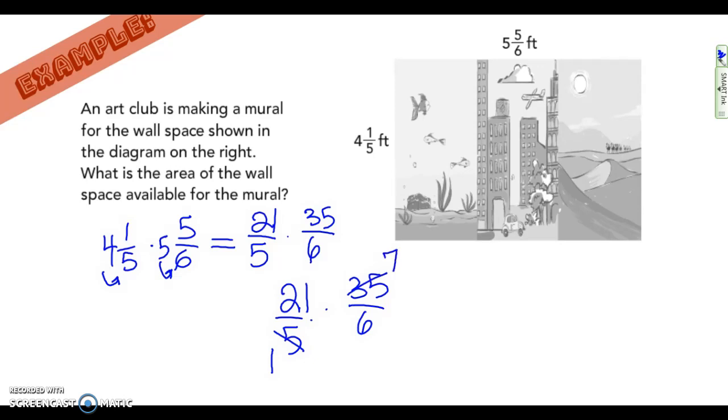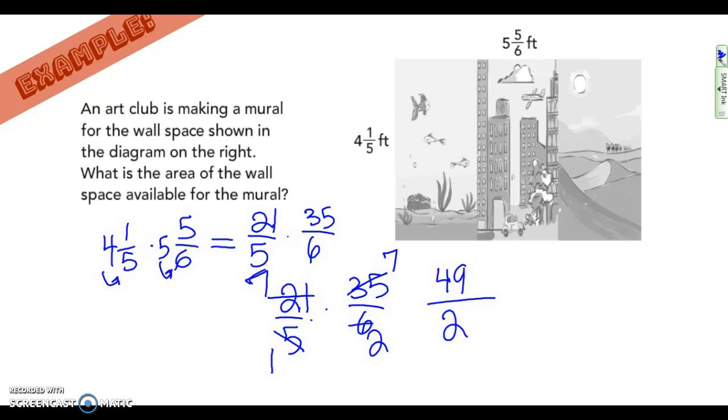All right, the same thing with 21 and 6. Now, 6 is not going into 21, but there is a common factor that 6 and 21 have in common, and that is 3. 3 can go into 6 2 times. 3 can go into 21 7 times. Okay? Multiply across. Your numerator is going to be 7 times 7, which is 49. And your denominator is going to be 1 times 2, which is 2.